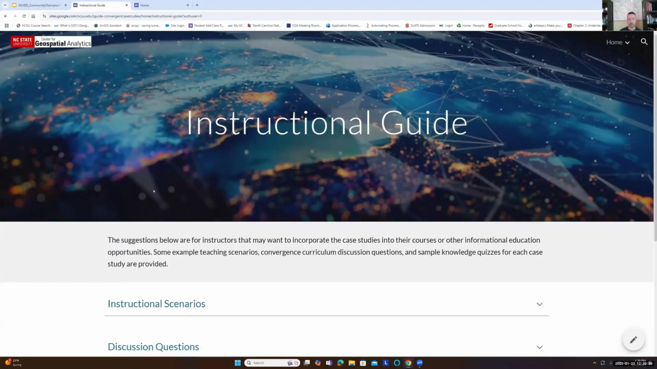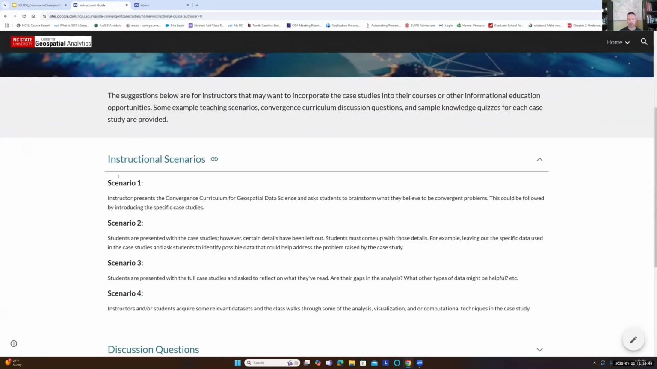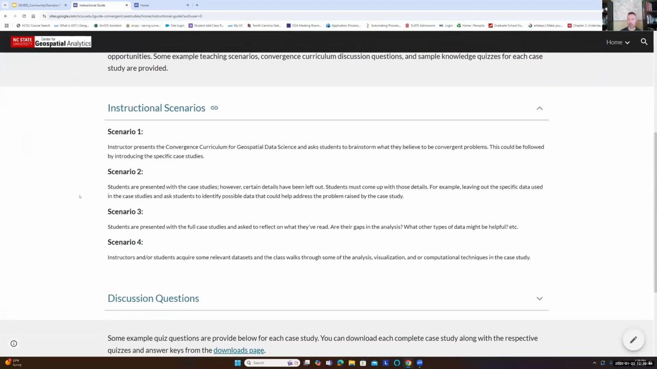And so there's an instructional guide on the website. It includes some potential scenarios for how to use these case studies. Things like, the instructor can present the convergence curriculum for data science and ask students to brainstorm what they believe to be convergent problems. And then this could be followed up by introducing these specific case studies. You could present the students with the case studies. However, you could leave out certain details, such as some of the data or some of the analytical techniques, and so on and so forth, and have them identify some of those things as well.